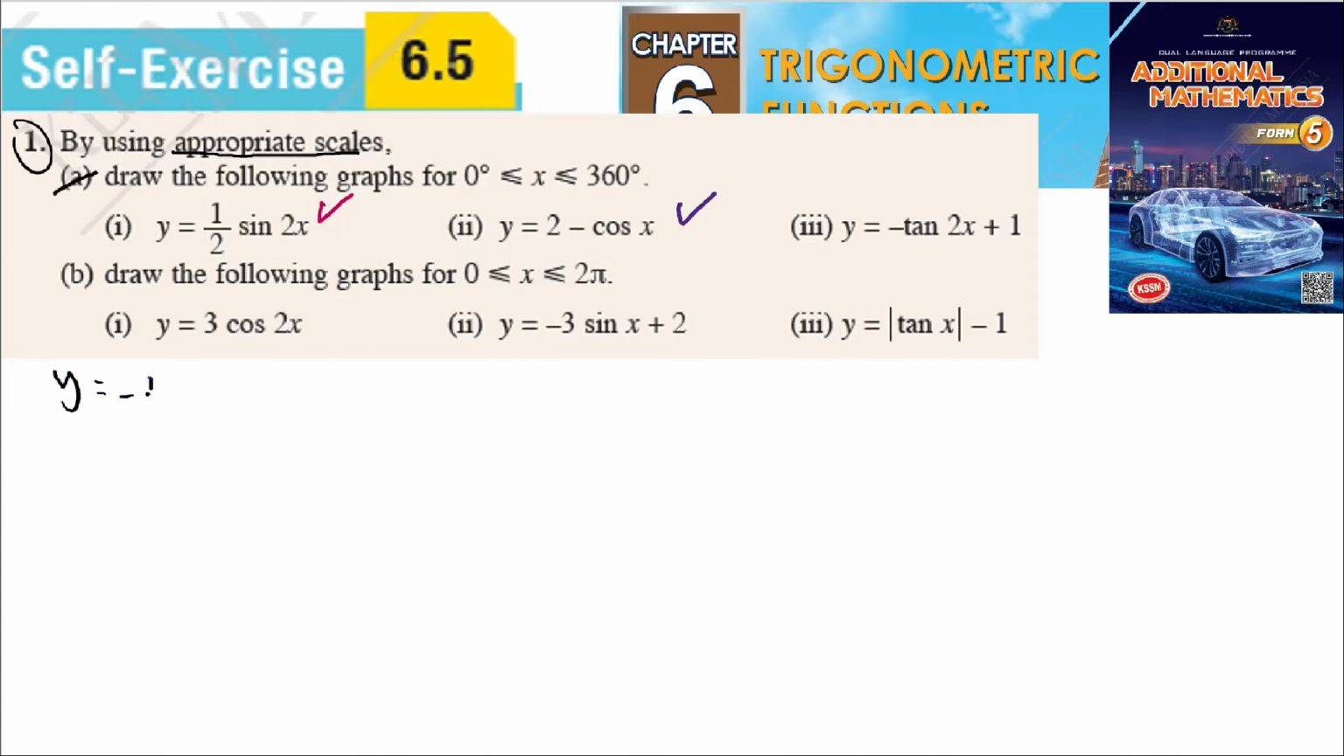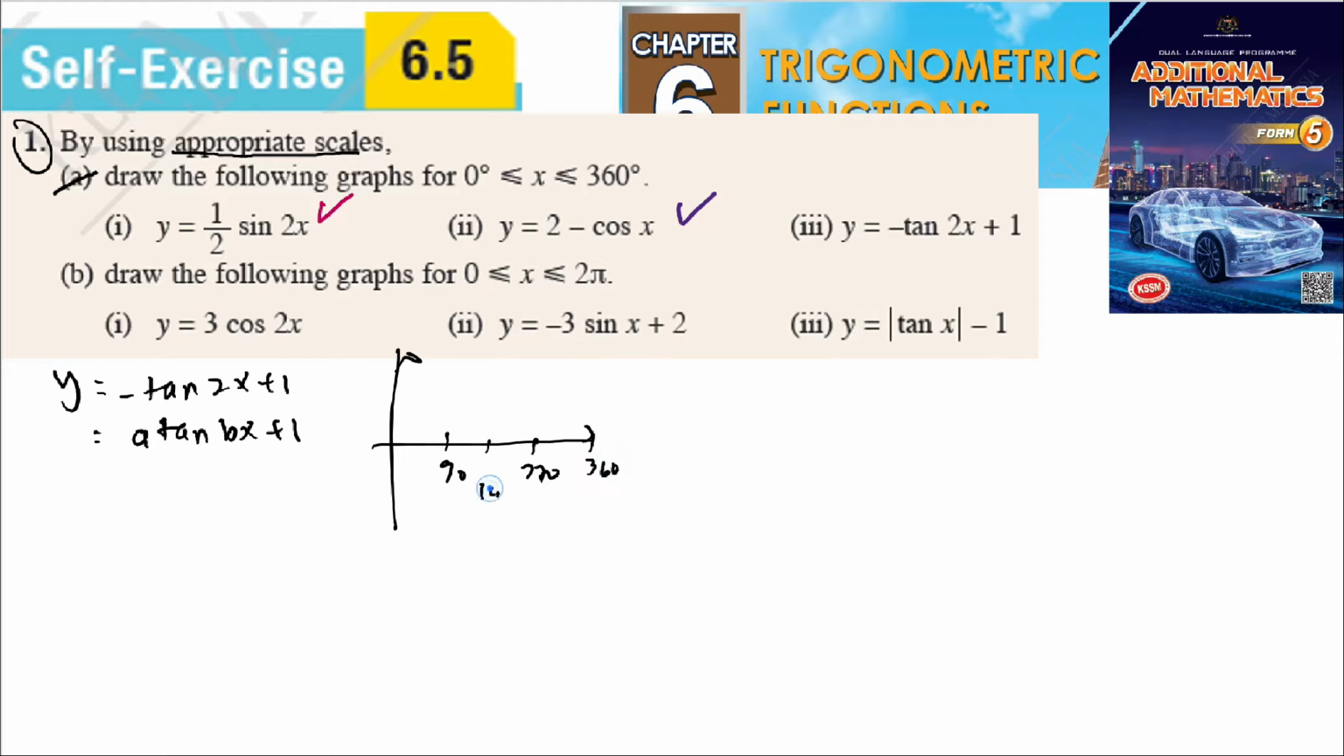Next, y is equal to negative tangent 2x plus 1. Here again, same as in the second one. So if you put it in the form a tangent bx plus 1, the tangent graph looks something like this. So here you have 90, and then you have 270, you have 360, you have 180. So you have a line here.